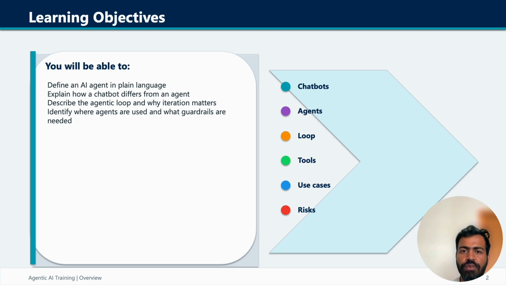As we move through this roadmap, listen up for two things. What tools are involved and what checks keep it safe. Those two questions help you understand agentic AI in practical terms. So let's move on.